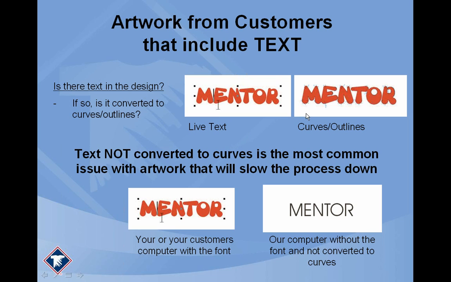If it has been converted to curves or outlines, then you see what's on the right-hand side. Instead of clicking on the text and getting a cursor where you can backspace or delete, you get all these weird little dots, these little boxes, these little nodes. This means the artwork has been successfully converted to curves, and when it enters our computer system, there won't be any changing happening. There won't be any weirdness with the fonts. There won't be anything strange occurring. This is what we need.